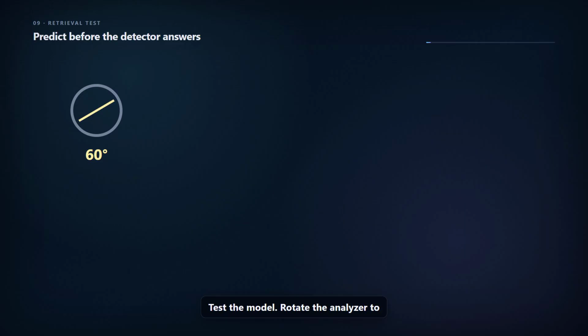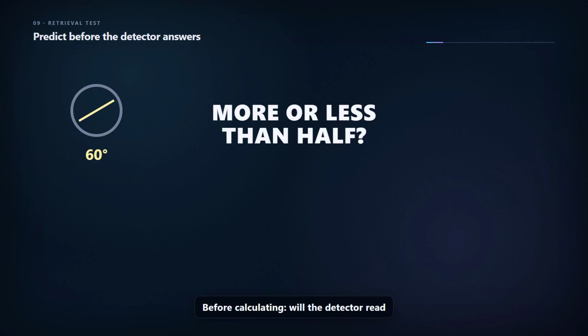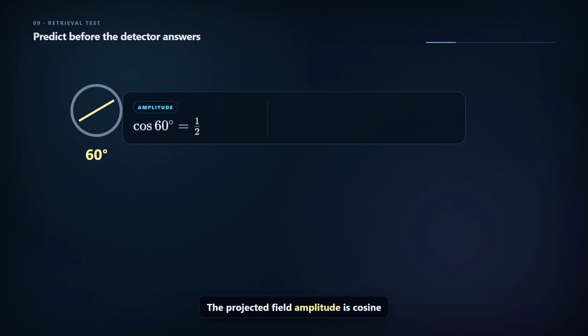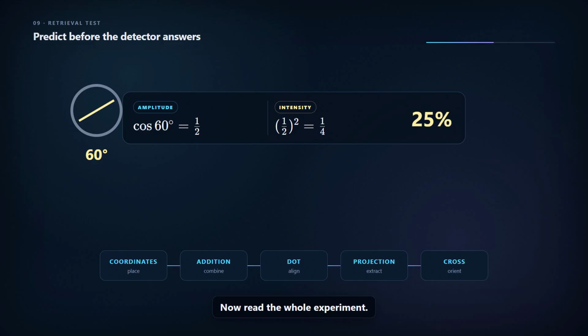Test the model. Rotate the analyzer to 60 degrees. Before calculating, will the detector read more or less than half? The projected field amplitude is cosine 60 degrees, 1/2 of the original. The detector intensity squares that amount. 1/2 squared is 1/4.